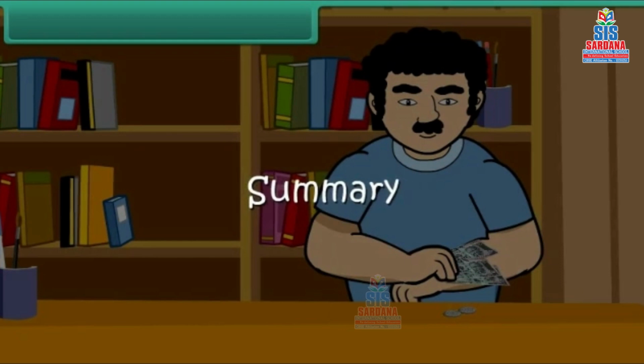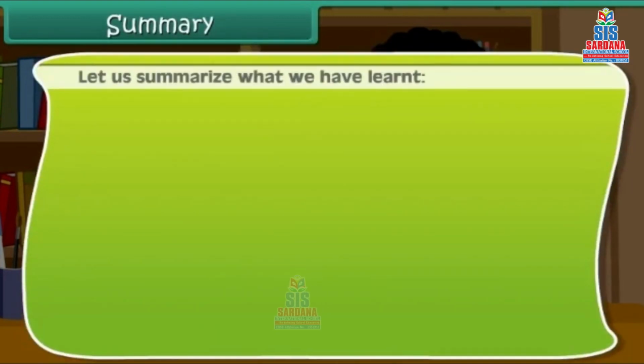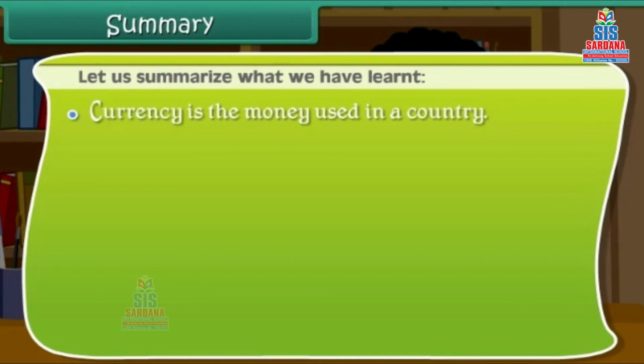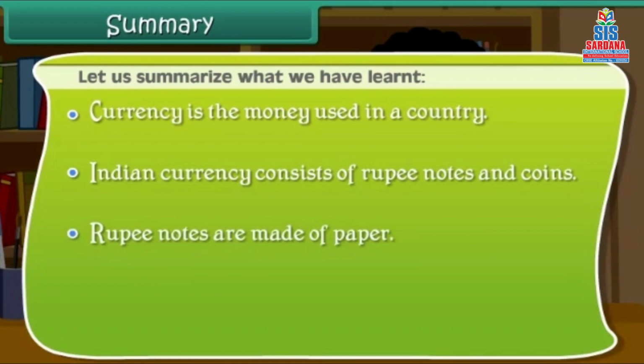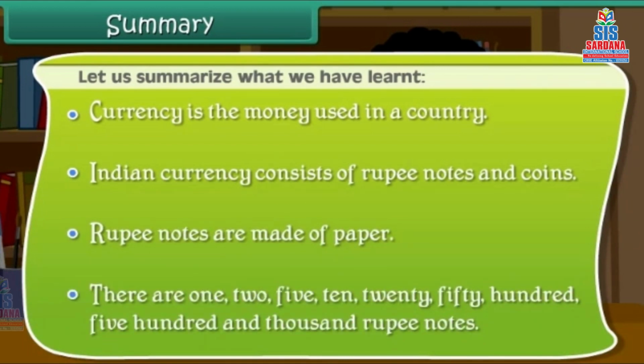Summary. Let us summarize what we have learnt. Currency is the money used in a country. Indian currency consists of rupee notes and coins. Rupee notes are made of paper. There are 1, 2, 5, 10, 20, 50, 100, 500 and 1000 rupee notes.